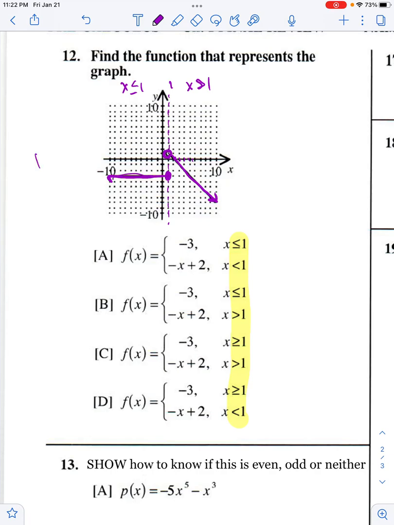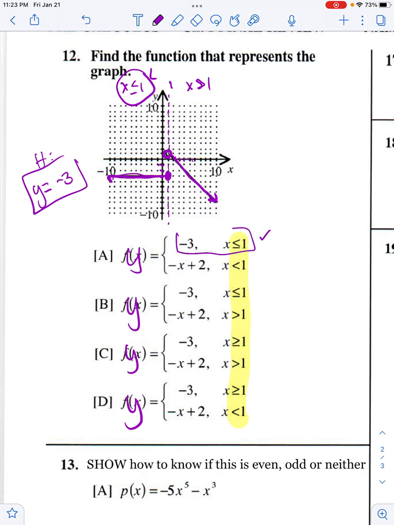All right, well, this left piece is horizontal, and I already talked about that. What's the equation for a horizontal line? Well, it's just y equals, and then the number it hits the y-axis at, which is negative 3. So keep in mind that these are all really just like saying y equals, and there's two pieces. So we need our left-hand piece for x's less than or equal to 1, meaning the left side of that break, to be y equals negative 3. Okay, that works here.